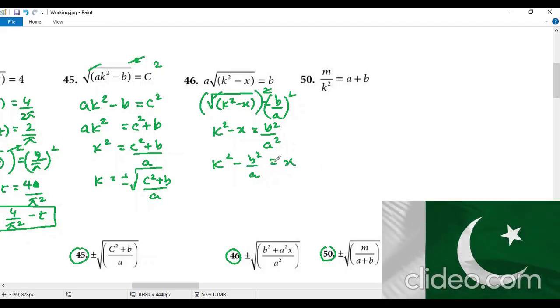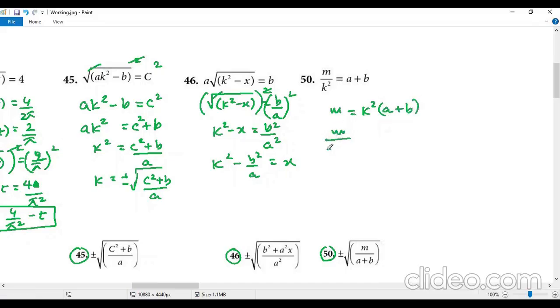And now if we need to find out x square, in this question, m over k square, that means k square is dividing, on the other side it will go and multiply with a plus b. That means m over a plus b equals k square. That means k is going to be equal to m over a plus b under root, plus and minus.